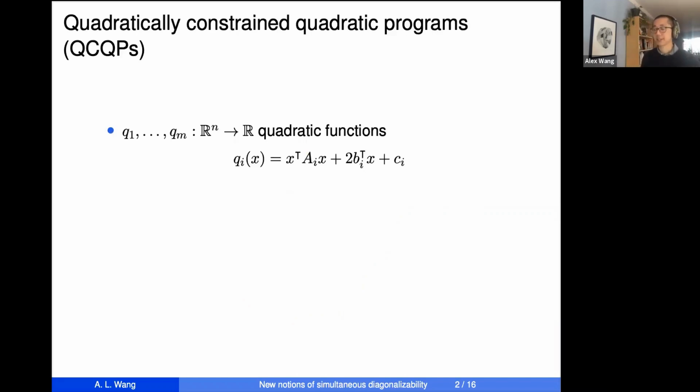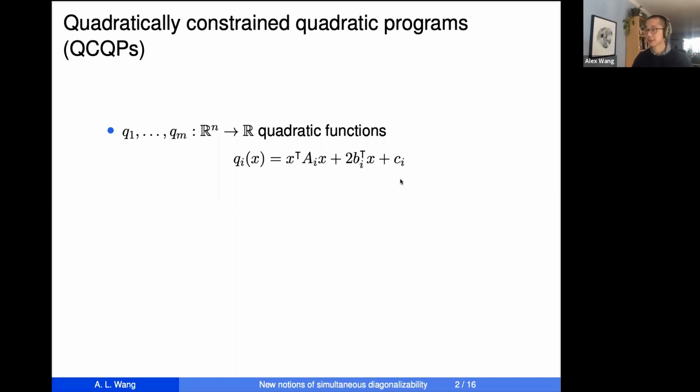All right, so just to make sure we're all on the same page, a quadratically constrained quadratic program, or a QCQP for short, is an optimization problem in which we're given m quadratic functions, q1 through qm, and each of these is going to be the sum. I'm going to think of it as a sum of a quadratic form induced by some a sub i matrix, a linear form twice b sub i transpose x, and some scalar constant c sub i.